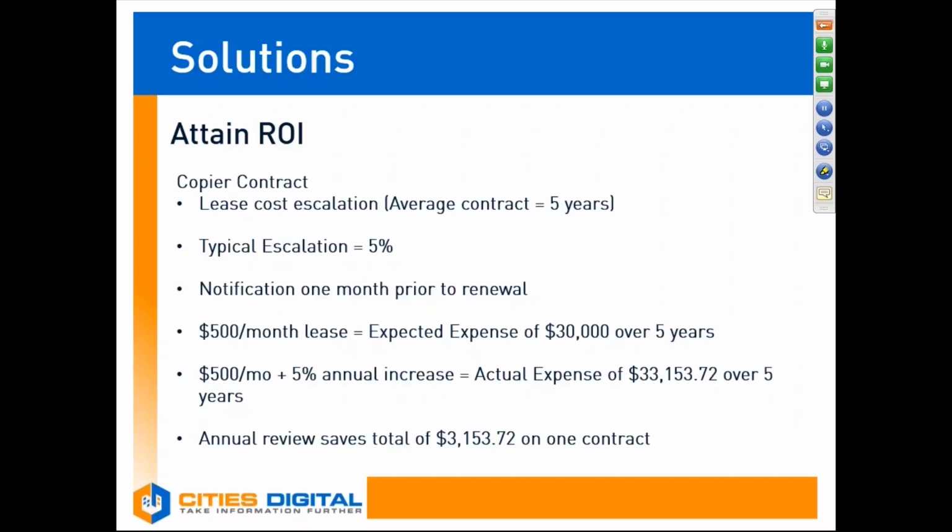So at a typical $500 a month lease, which is a fairly common cost for a city or a county, then what you're looking at is an actual savings of over $3,000 just on one copier on one contract, just through a simple notification. Everything available right there through workflow. And this is where we're going to actually review today here in just a second.